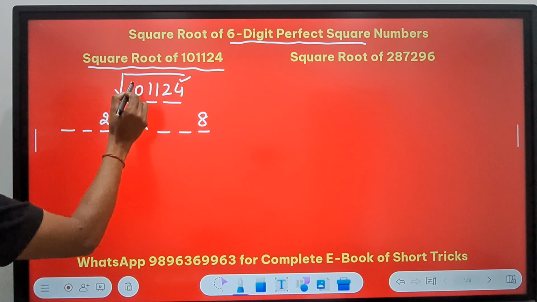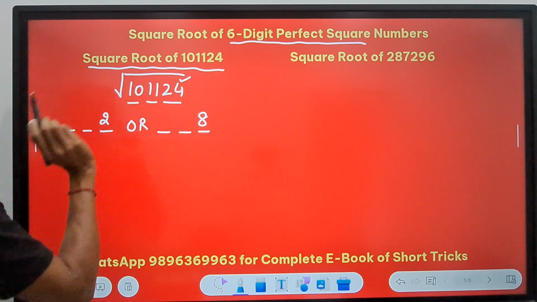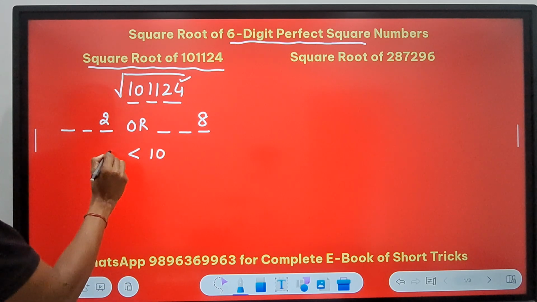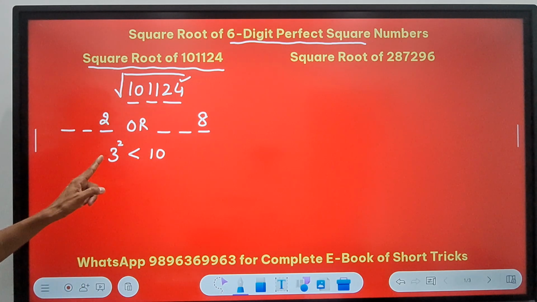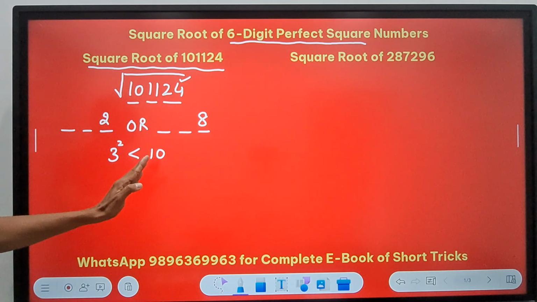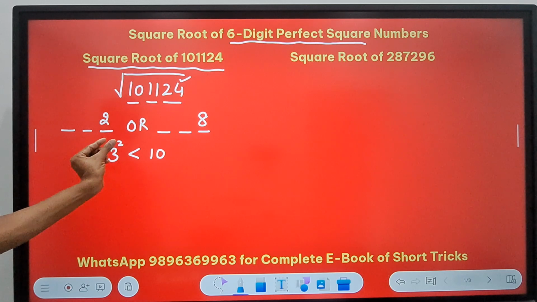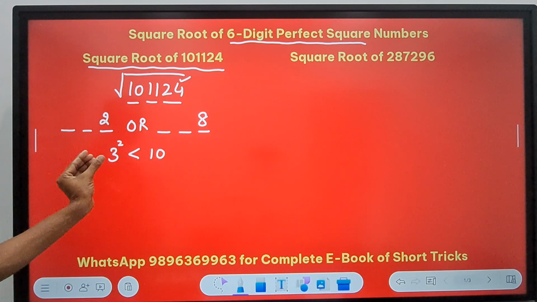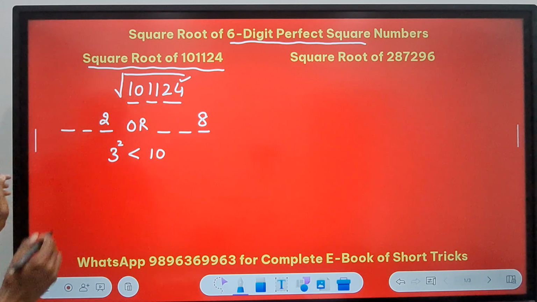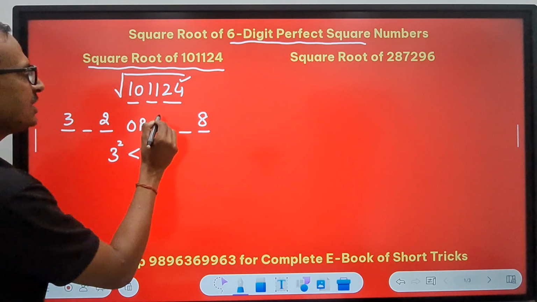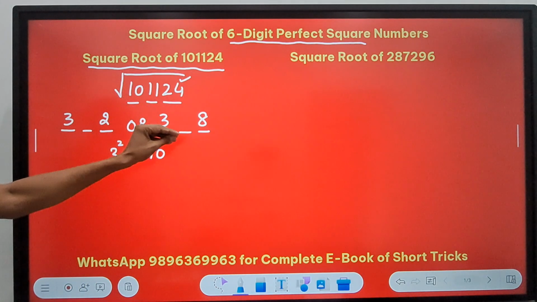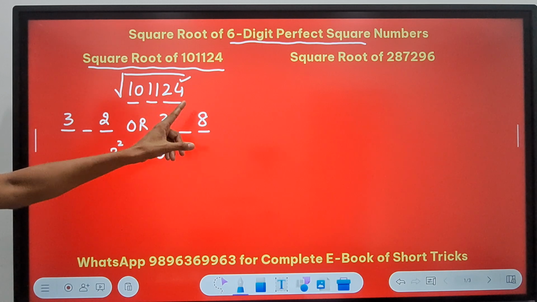Leave it. Now come to the first one, 10. This number 10 is greater than which square? It is 3 square, right? 3 square is 9, and 9 is just below 10. So I need to find a single digit whose square is very close to 10, but it should not exceed 10. It should either be equal to this or less than this. So 3 square, and this 3 forms the first digit of your answer. So I have 300 something here and 300 something here, ending in 2 and ending in 8.